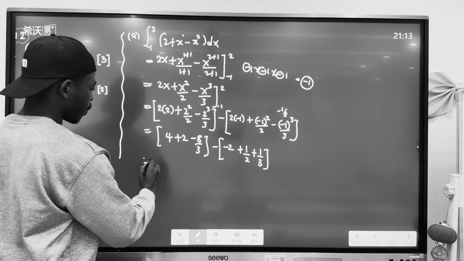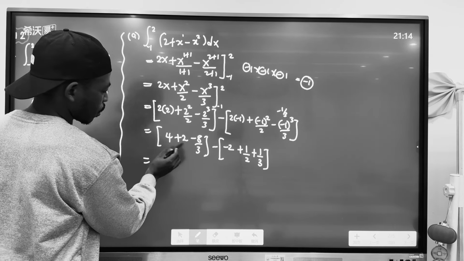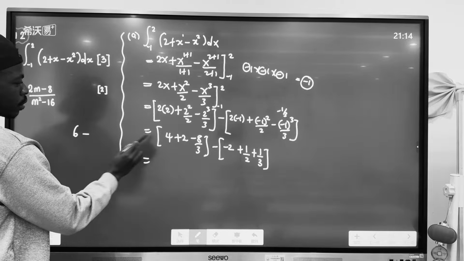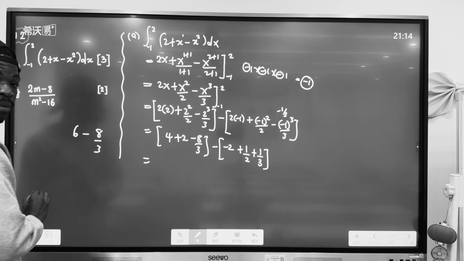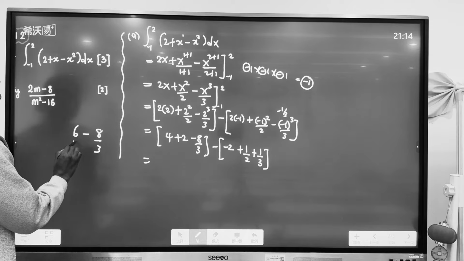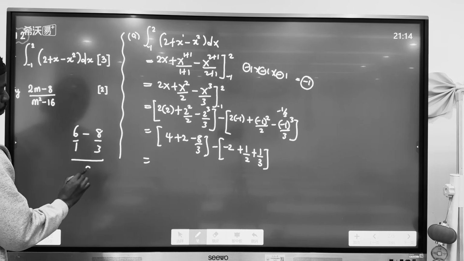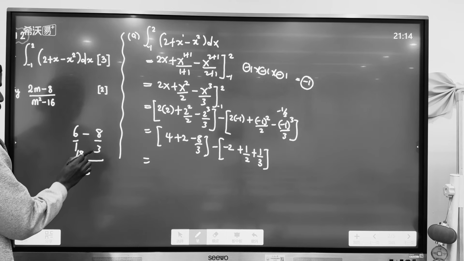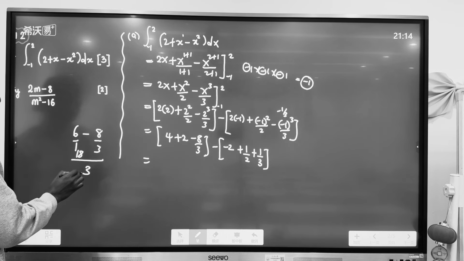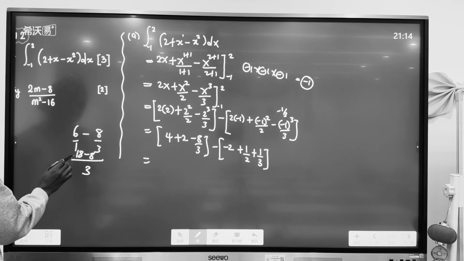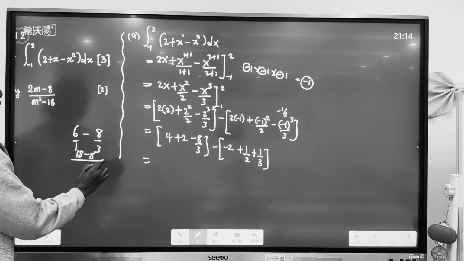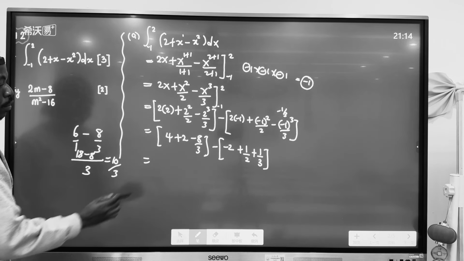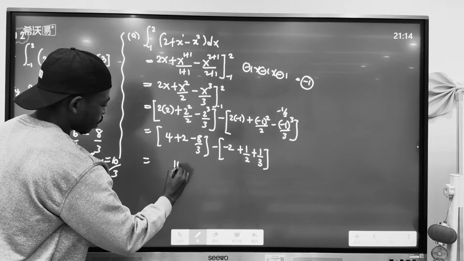Okay, so what are we going to have here? We can see this is 6, so it will be 6 minus 8 over 3. Okay, so we can simplify here. Over 1, the common denominator here is 3. 1 into 3, 3. 3 times 6, 18. 3 into 3, 1. 1 times negative 8, negative 8. 18 minus 8, that is 10 over 3. So what are we getting here? We're getting 10 over 3.